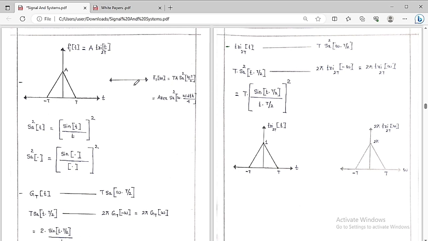So omega into, what is the width here? 2T. So 2T by 4 is nothing but T by 2. So omega T by 2, whole square. Only for this Sa we have to do the square. So this is the part that we are going to get.